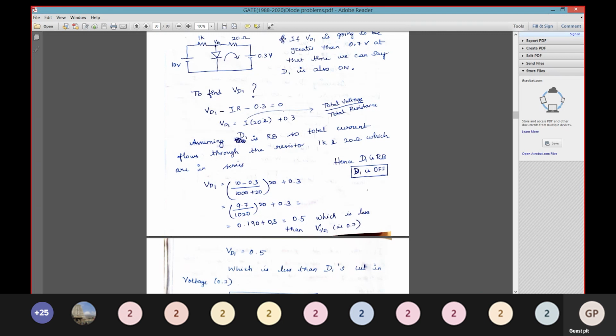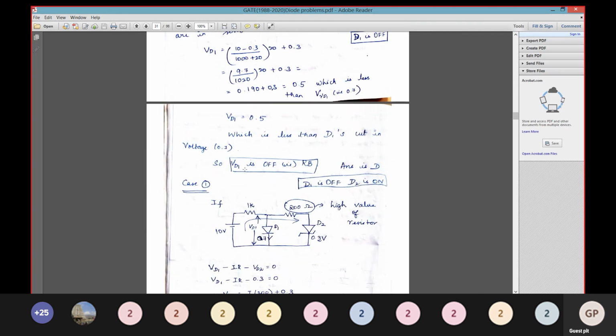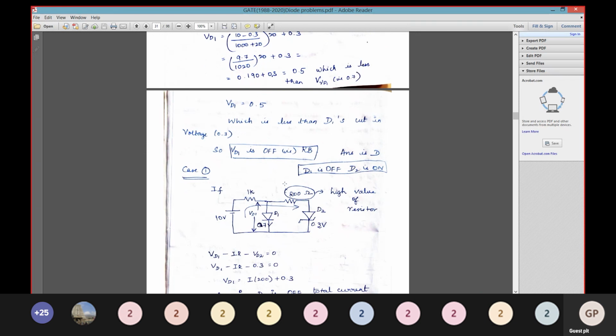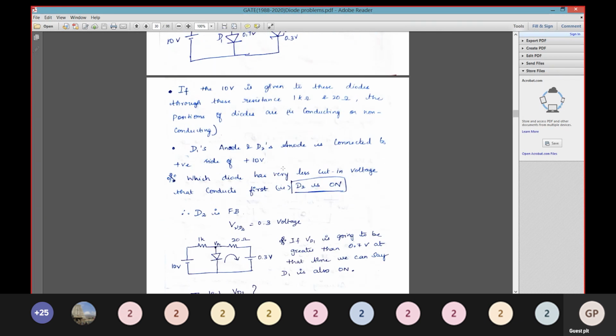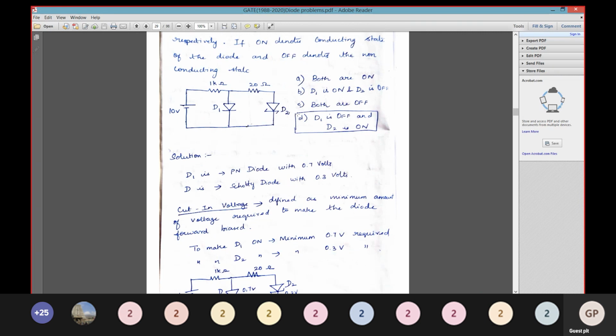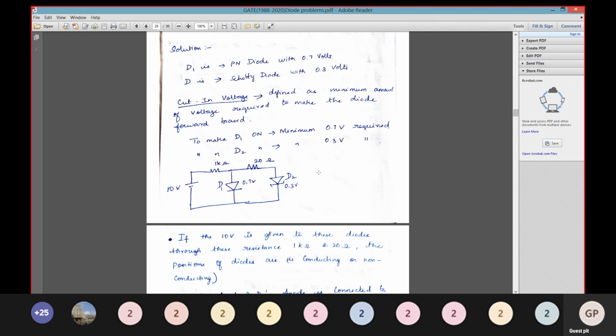gets exactly 0.5 volt at this point, which is less than the cut-in voltage of this diode. So obviously this diode is off. The Schottky diode is on and the PN diode is off, so it is reverse biased. This is your answer: D1 is off and D2 is on, at the very first instant of time. So we select option D: diode 1 is off and diode 2 is on.